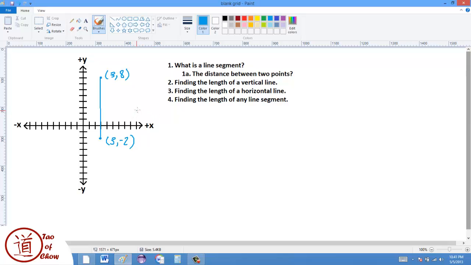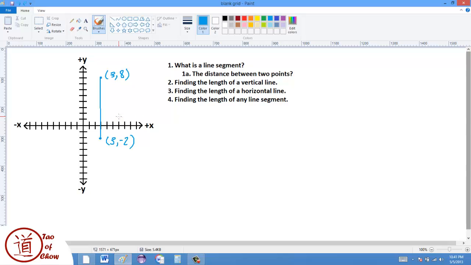Now when I'm finding the length of this, I don't really care about the x-coordinate. The reason why is because the x-coordinate is the same. It's 3 here and it's 3 here. So it doesn't really matter because the line hasn't moved anywhere in the horizontal direction, so the x-coordinate is really irrelevant to the question.